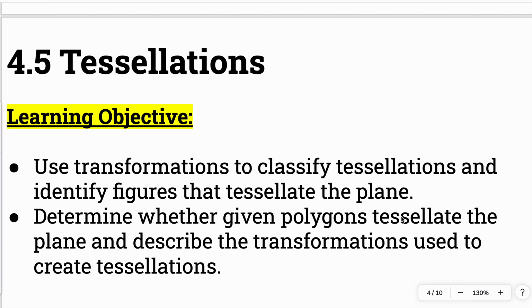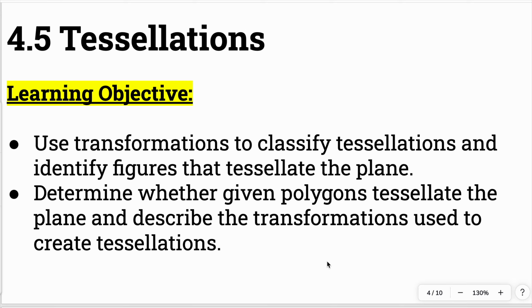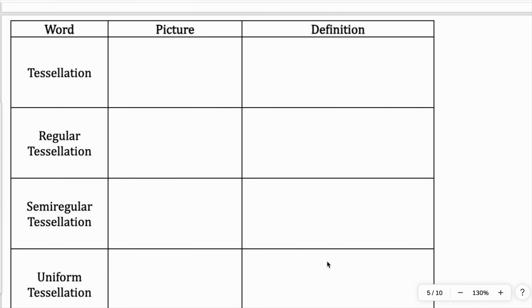Today we're going to be looking at 4.5 tessellations, which just means we're going to use transformations to classify tessellations and identify figures that tessellate the plane, and then also determine whether given polygons can tessellate a plane and describe those transformations used to create tessellations. We have quite a bit of wordy vocabulary terms, so let's go ahead and get started with that first.